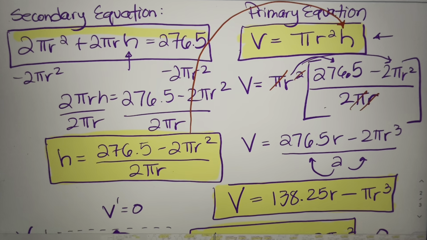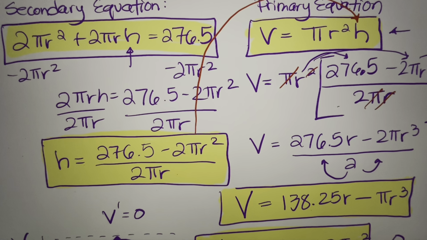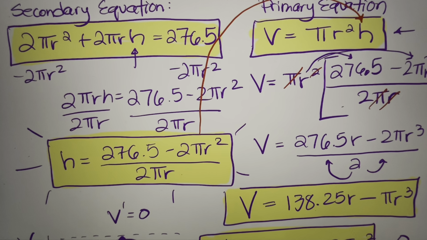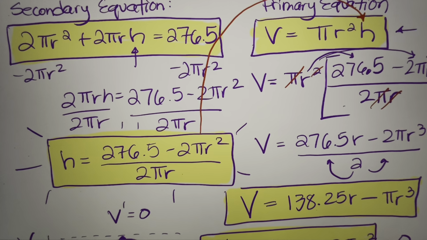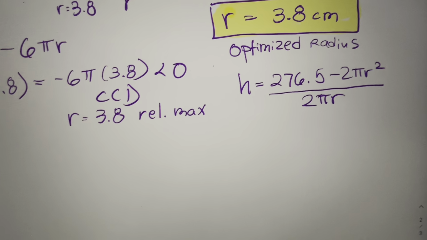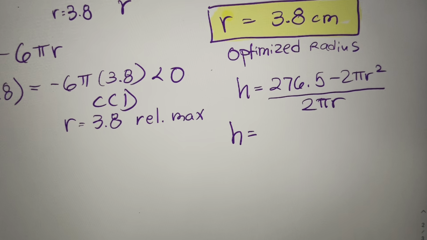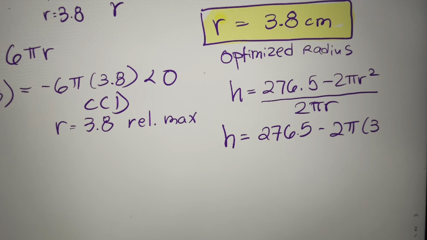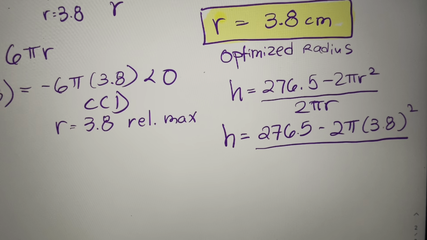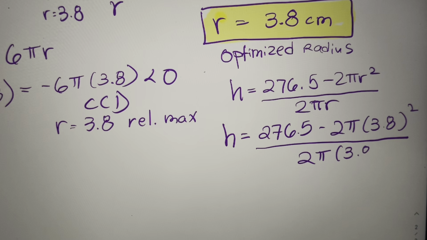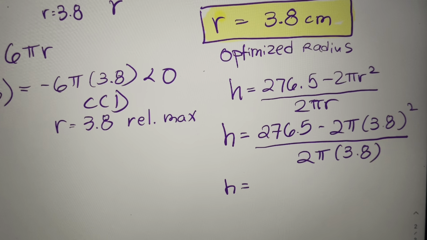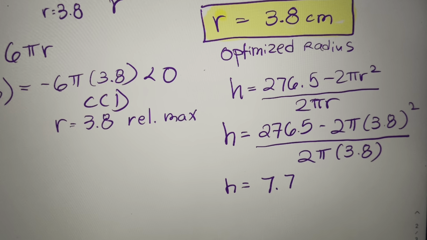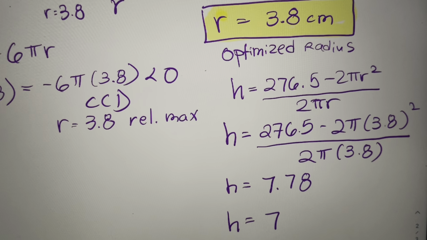To my secondary equation, which I solved for H, so I could substitute it into my primary equation, and this is what I came up with. Well, if this is my H, H is a function of R. So if that's the case, we can say H, when R is 3.8, will be 276.5 minus 2 pi 3.8 squared divided by 2 pi times 3.8. We're substituting 3.8, our optimized radius, into our H equation to find our optimized height, which is 7.78, which I will round to the nearest tenth.